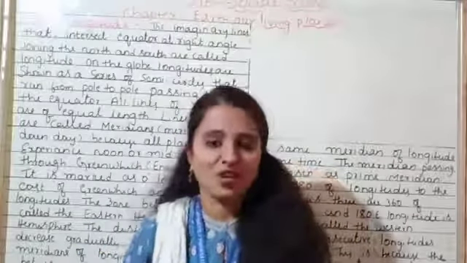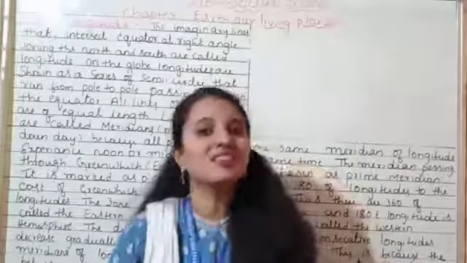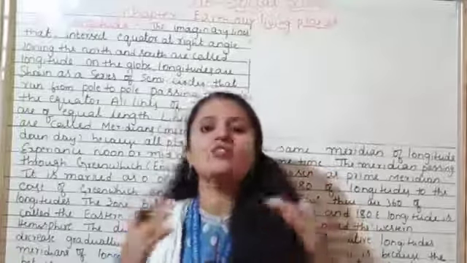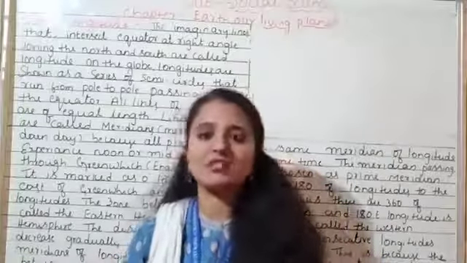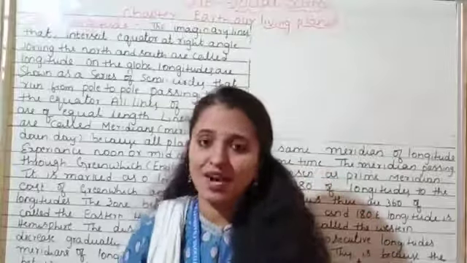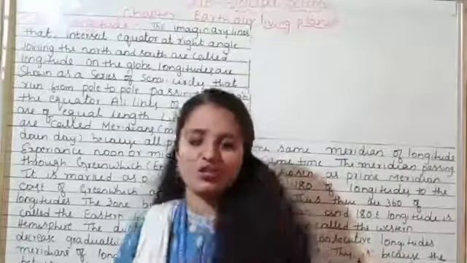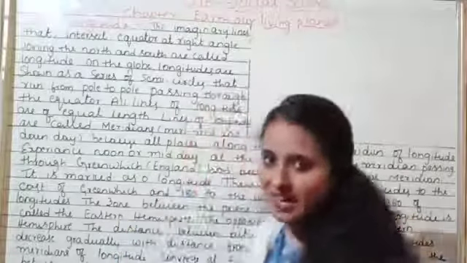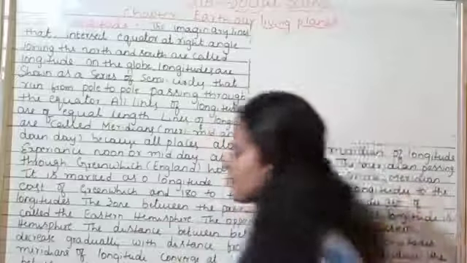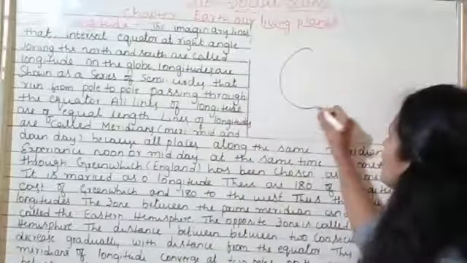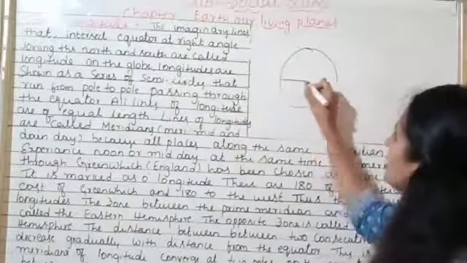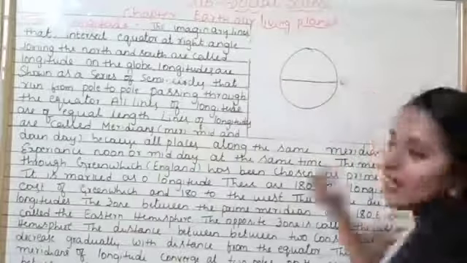Before starting the longitudes, I'll just explain about directions and how the four hemispheres are divided. We are going to learn a small topic. Let me start with the directions or the hemispheres. Just observe this picture, children. You know that this is the earth. This one is the equator.